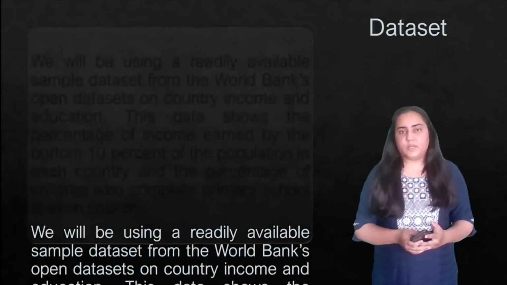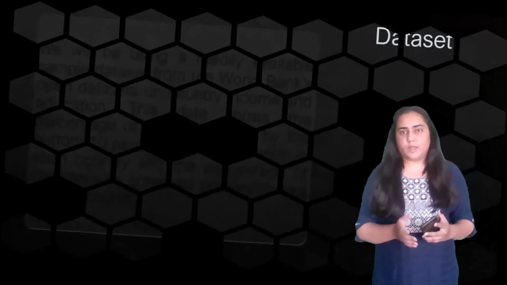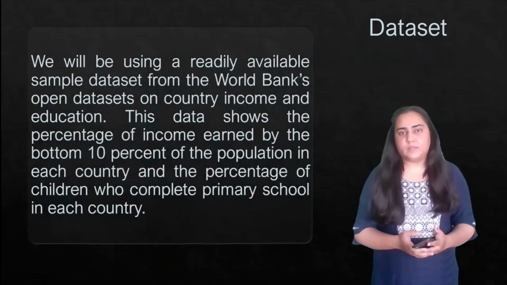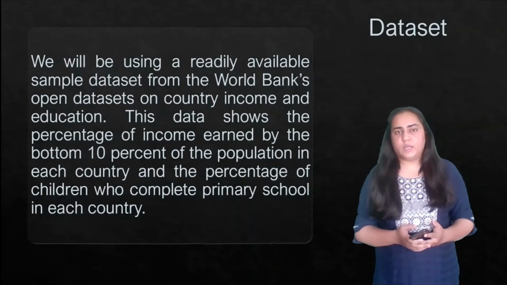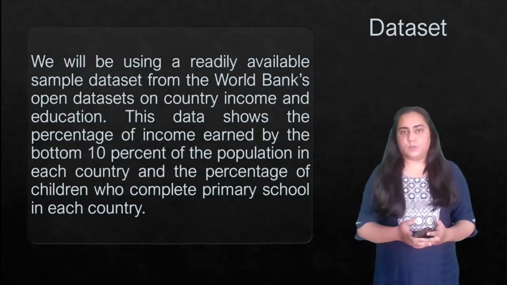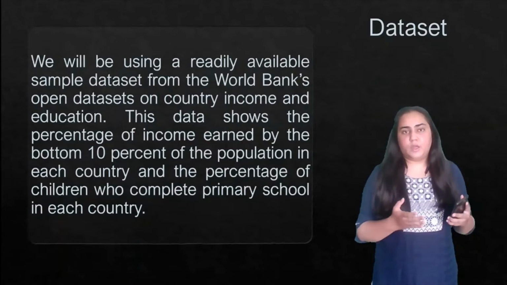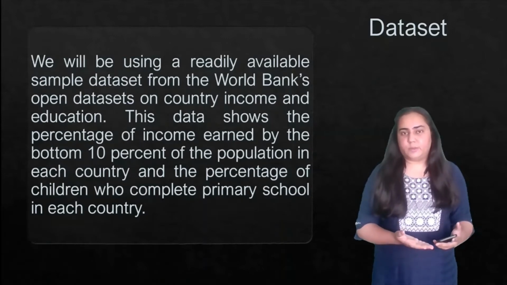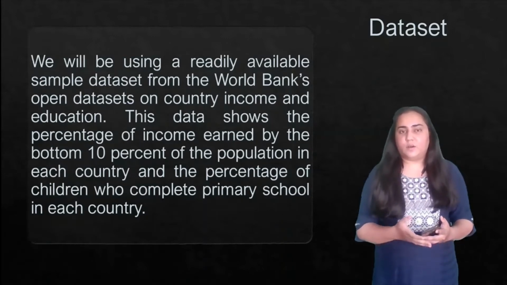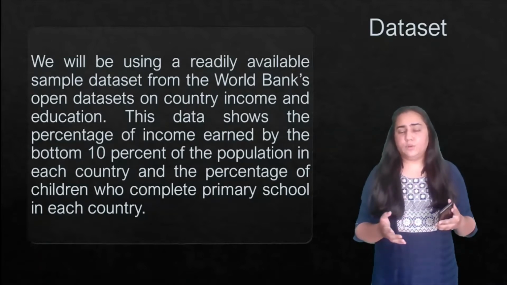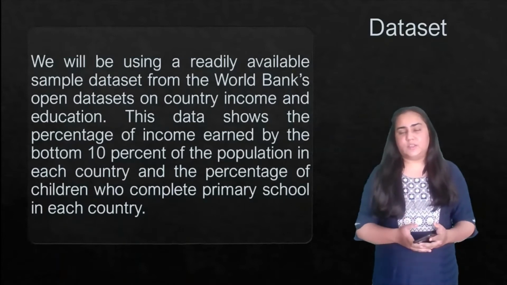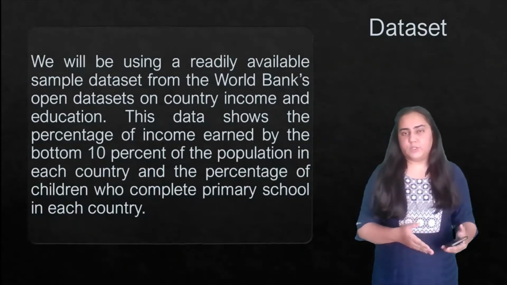Now, the data set that I'm going to be using in this video is this one. It's a readily available World Bank's open data set, and it shows some countries' incomes and education. So it shows the percentage of income earned by the bottom 10% of the population, income-wise, from each country, and also the percentage of children who complete primary school education in each of these countries. So there are just these two things given in World Bank's data set, which we will be using and which I'm going to be referring to in this video.